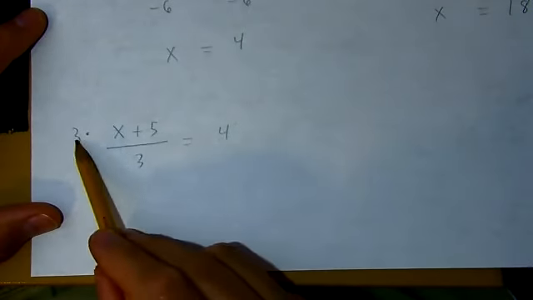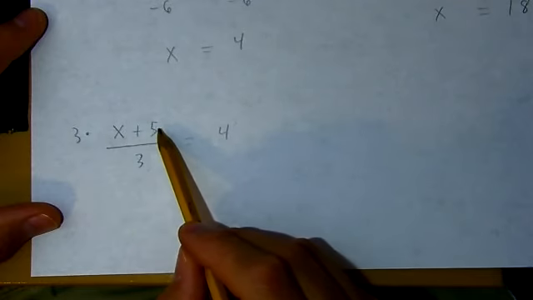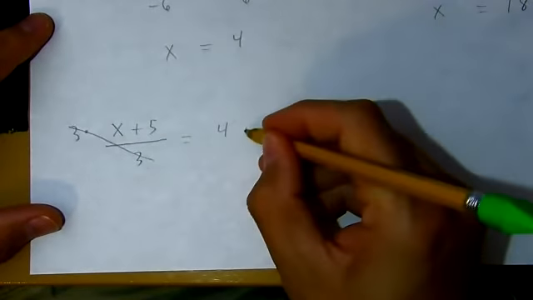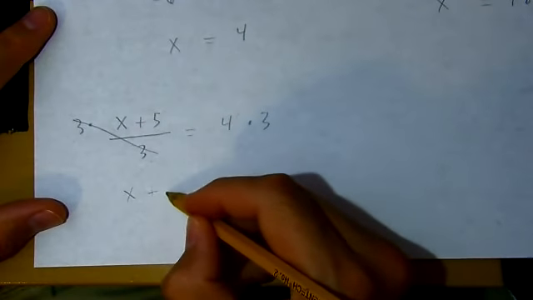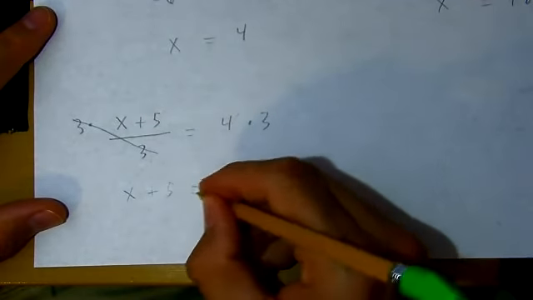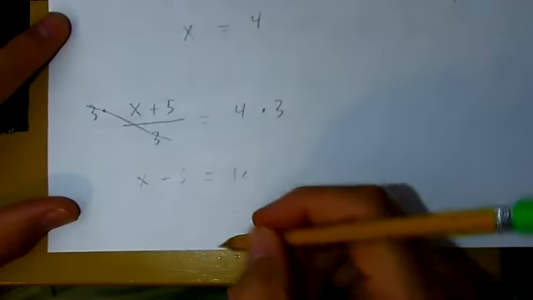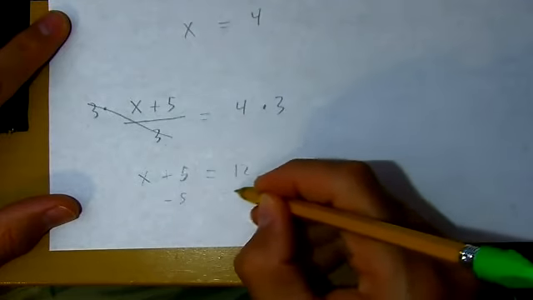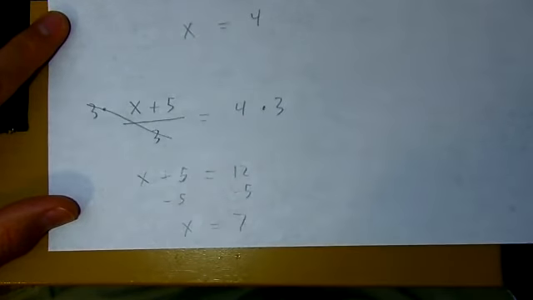Now make sure you don't take this 3 and multiply by these two numbers. This 3 is not multiplied by those two. It's just used to cancel that out. But on this side, you do multiply. So over here, you just bring down the x plus 5 and equals, and then multiply. And then on this one, the last step is actually subtraction. So since that's plus 5, we subtract 5. So x is 7.